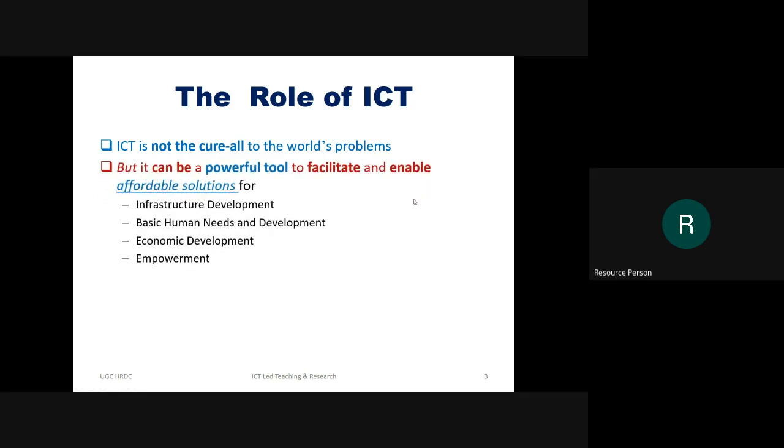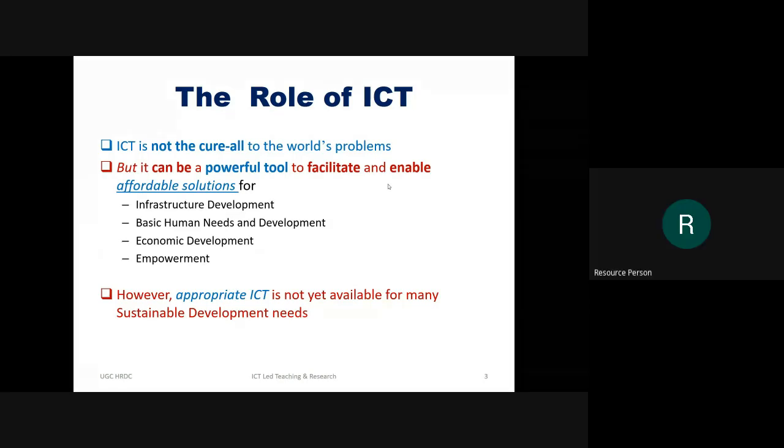So it is a powerful tool to facilitate and enable affordable solutions for all the four parameters: basic infrastructure development, economic development, as well as empowerment. So basically, the unfortunate part is ICT is there, but the appropriate ICT tailored to the needs of the different countries, localization, etc., is still not very widely available at the ground level.